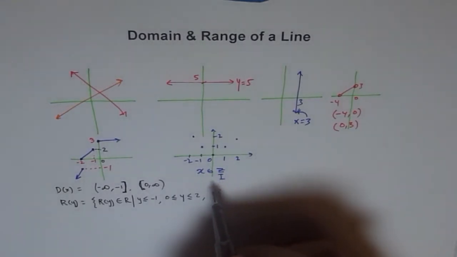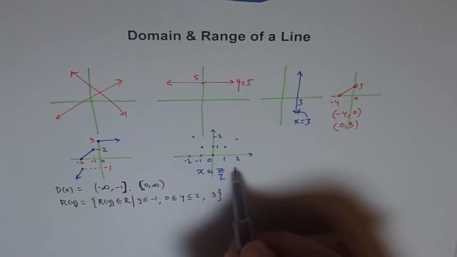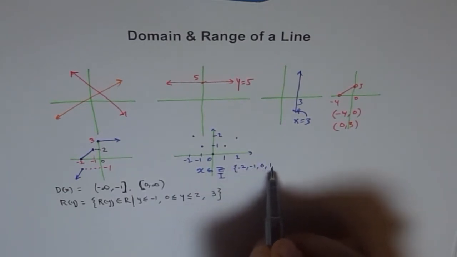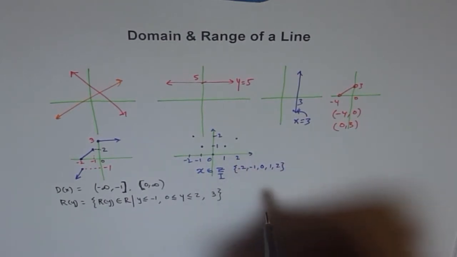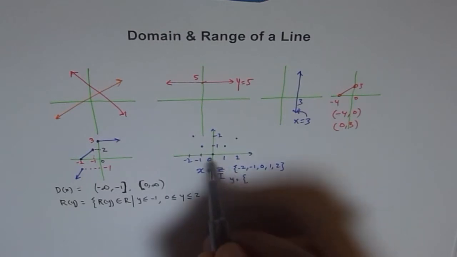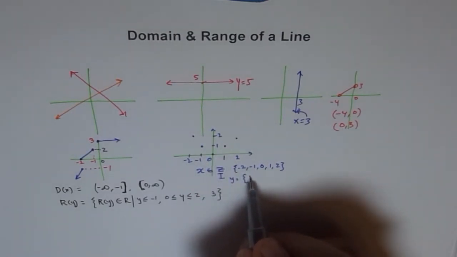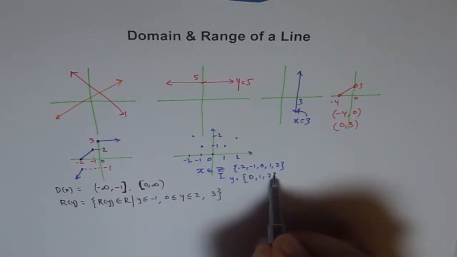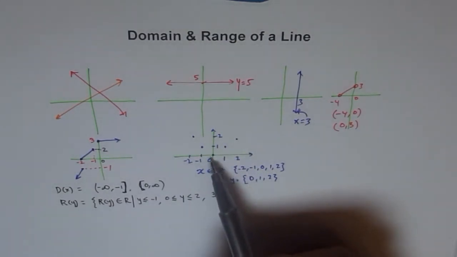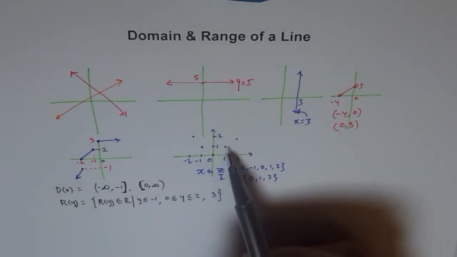Or you could just write coordinates, right? So for x, you could just write minus 2, minus 1, 0, 1 and 2. Similarly for y, you could write your coordinates. So y values are 0, 1 and 2. So you could write domain and range in this form, correct? Don't ever write, for such discontinuous graphs or those not connected with lines, don't write them as real numbers. That is a huge mistake.